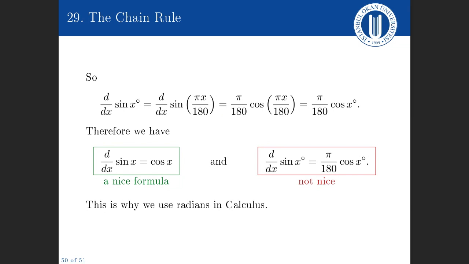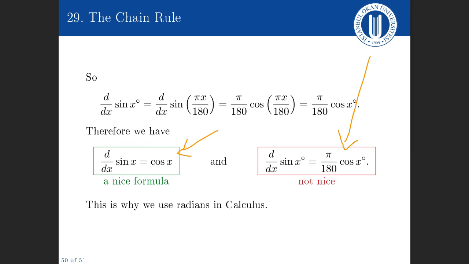So that leaves us with two formulae. If we use radians, we have the nice formula. The derivative of sine is equal to cos. If we want to use degrees, we would have this formula which is not as nice. The derivative of sine x degrees is pi over 180 cos x degrees.